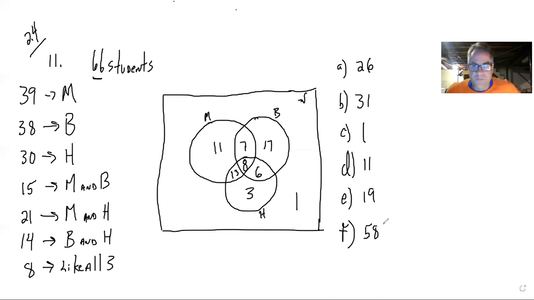All right, another problem from 2.4. Going once, going twice. Okay. Anybody else?